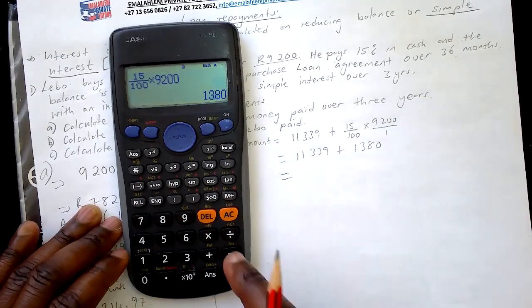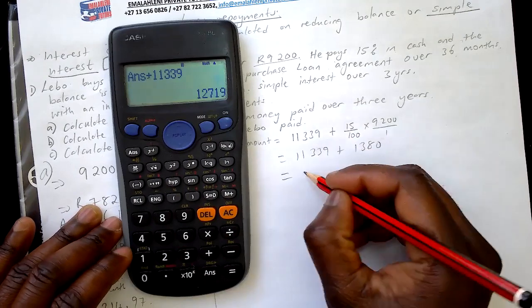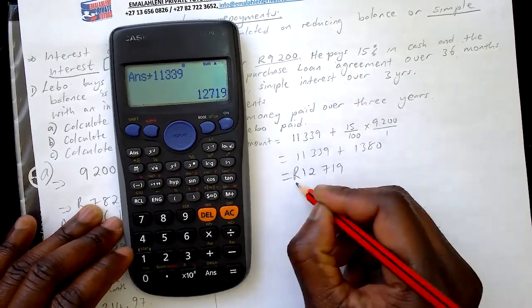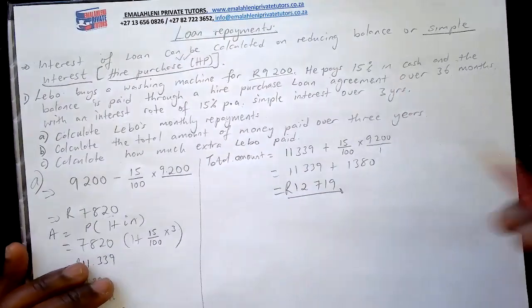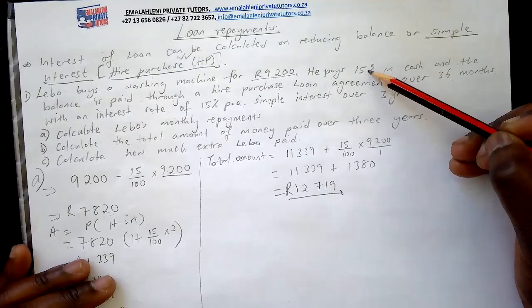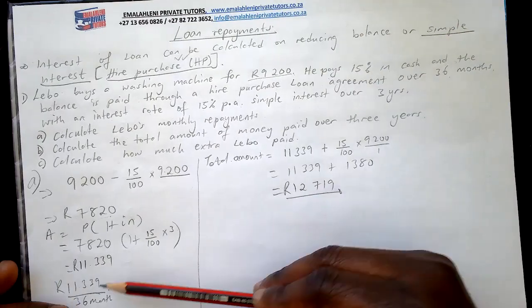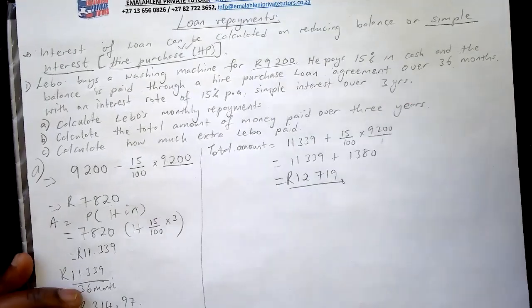Then what do we get there? Plus 11,339. Then we get 12,719. That's how we get the total amount that she had to pay. Don't forget that she paid earlier on. So it might be confusing. Why are they asking me this? Because I've already calculated the 11,339. No, it's not only the amount that she paid. She also paid the 15% in the beginning.